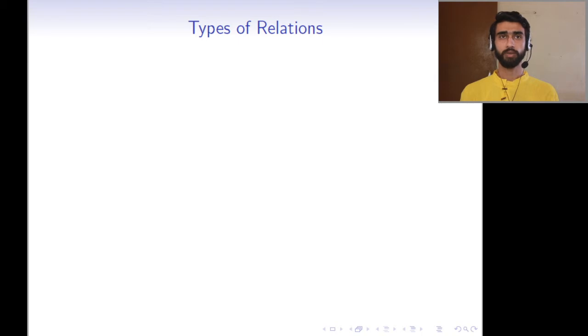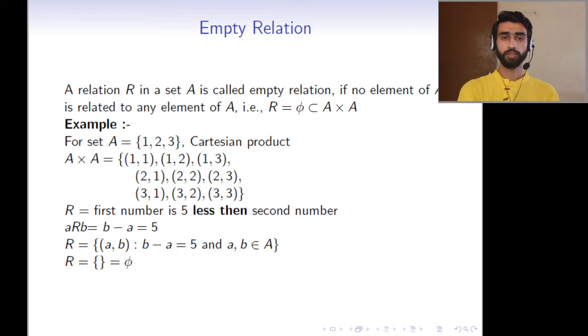Let me recall what a relation is. A relation is a connection between two elements. There must be some defined connection between two elements, and then we call it a relation. So let's start. First of all, we have the empty relation. A relation R in a set A is called an empty relation if no element of A is related to any element of A, that is R equals phi.